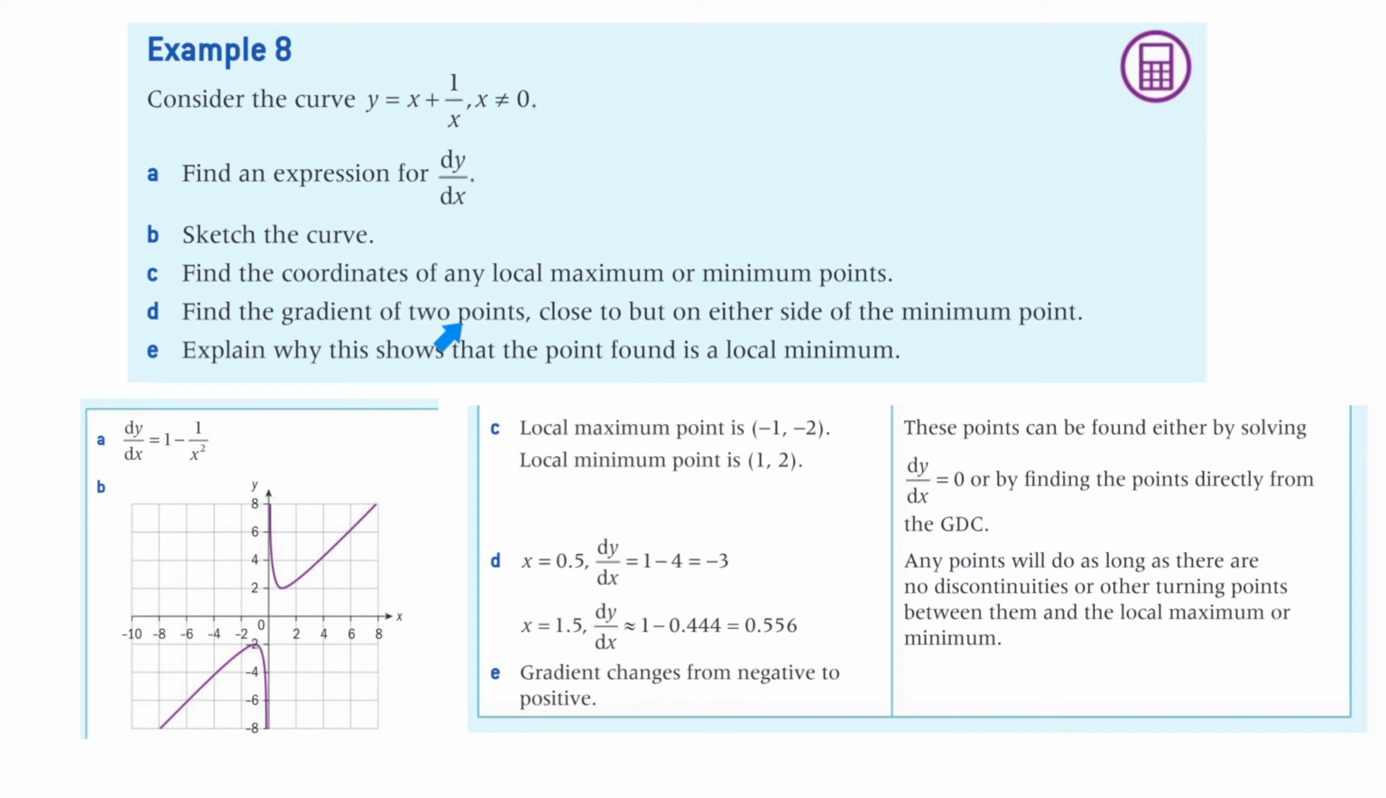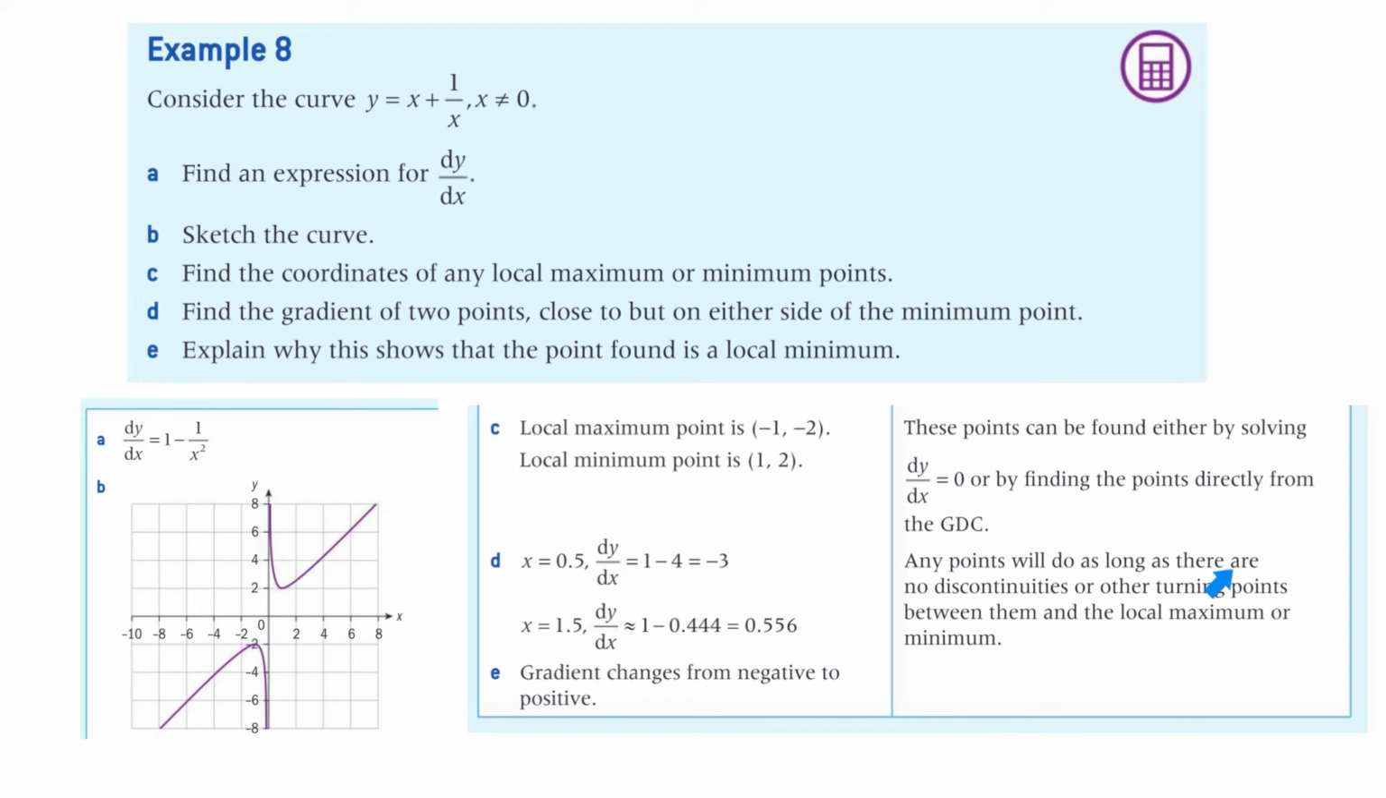Okay, D, find the gradient of 2 points, close to but on either side of the minimum point. So we want just to the left of that point and just to the right. They've chosen 0.5 because we know that point is at 1, right? X is 1. So just to the left, just to the right. And then they put it into the derivative function, which is here. And they get minus 3 for 0.5. We expect that. It has to be a negative slope, so it's negative. And then when we go just to the other side of it, 1.5 we chose, then the number is positive. That's all you're really interested in, and it's a positive slope.